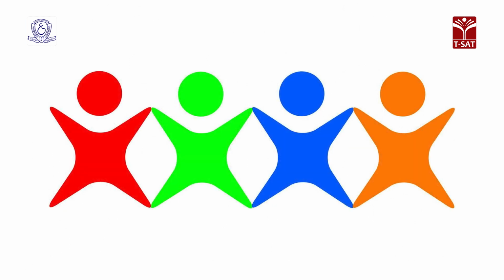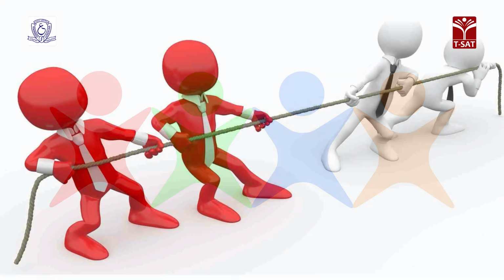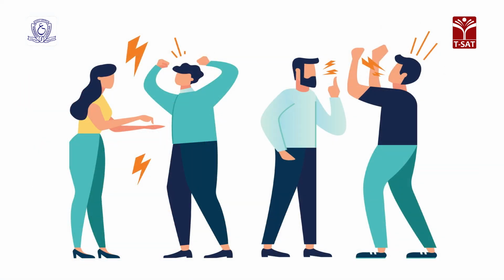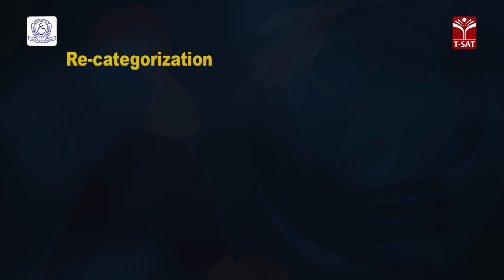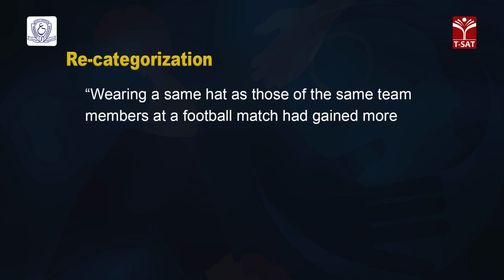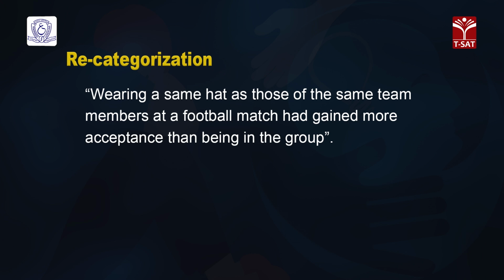And the research on intergroup contact suggests that though it is effective, if it is not implemented well, then the situation might go bad. Jason Nair and his colleagues in the year 2001 found that wearing the same hat as the other team members at a football match gained more acceptance than just being in the group.